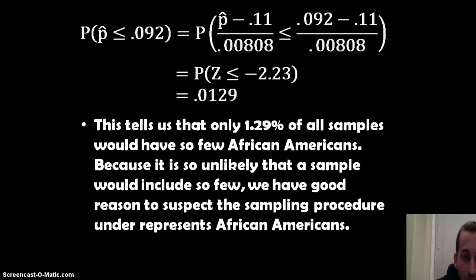And these are our results. So this is what's important. This is what we're doing, again, in second semester: it's telling us that only 1.29% of our samples would have so few African Americans. Very little of the time would a sample have only 9.2% if the mean was 11. And so, because it's unlikely, we're probably making some conclusion to the effect that the sampling procedure underrepresents African Americans. We don't necessarily know why. We're just saying it does.